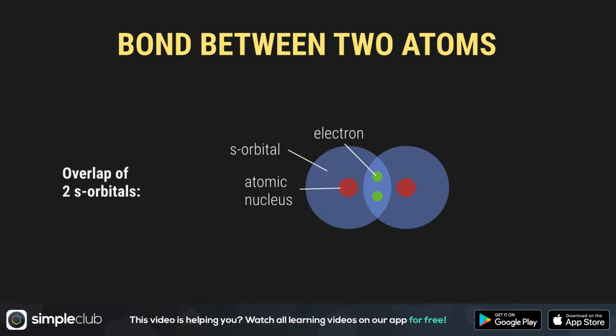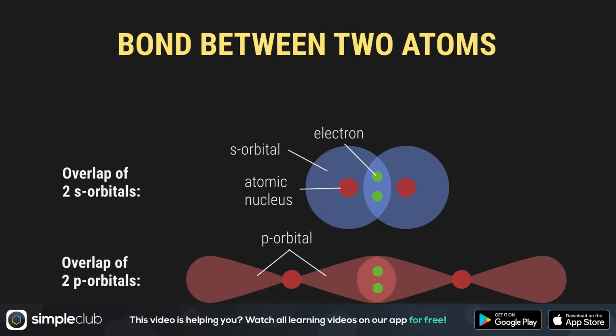In this picture, you can see the overlap of two spherical orbitals and the overlap of two p orbitals. One electron comes from each orbital. Together, they form a bond between the atoms. This bond is called a covalent bond. This is also sometimes referred to as an atomic bond. The two terms are interchangeable.